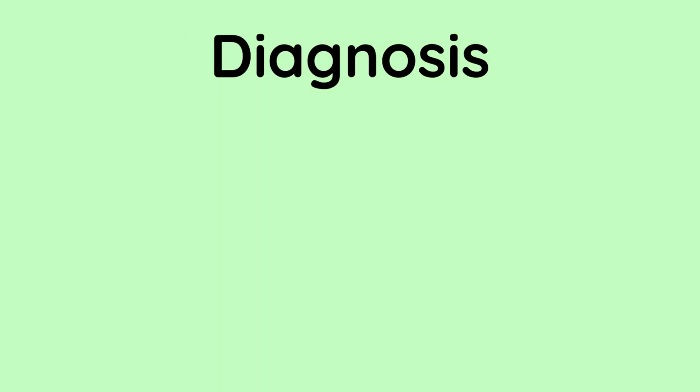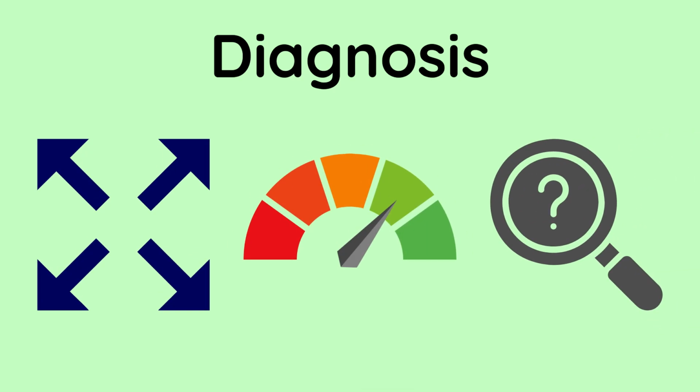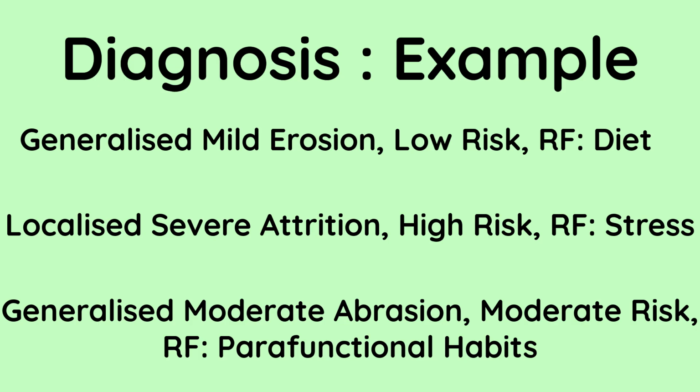So, how do you diagnose toothwear? Diagnosis is made up of 3 parts, which is the extent, severity, and original etiology. To write a complete diagnosis, you need to identify the type of toothwear observed, for example, if it's attrition, erosion, or if it's abrasion. The risk status of the patient, which is gathered from the BEWE, if the wear observed is generalized or if it's localized, and the etiology of what caused the wear, i.e. stress, diet, or parafunctional habits. Here are some examples of diagnosis.